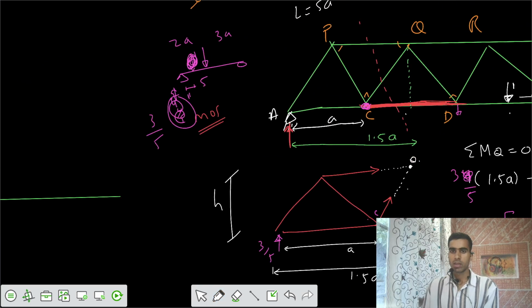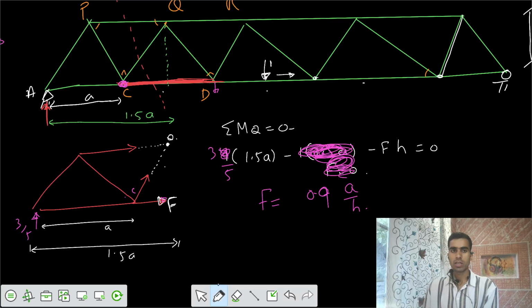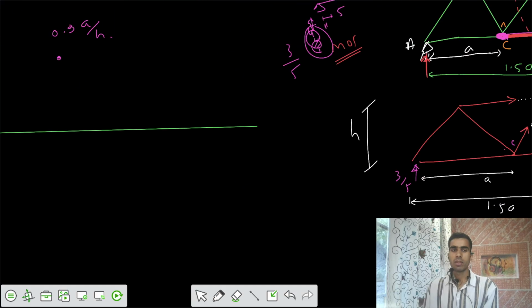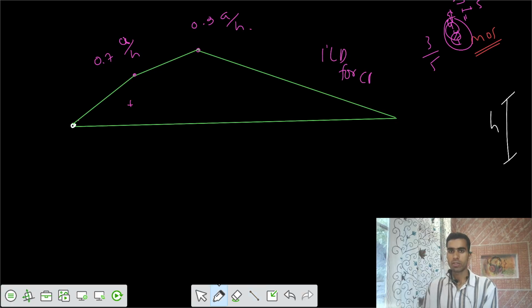After that, we got those critical points because your member was CD. If your member was CD, we had to get the critical points, one at C and one at D. We got the ordinates at C and D. That means we now join them finally with a straight line, and that's your ILD. If I join this one to the end point, and join those two also, this is your ILD for CD.